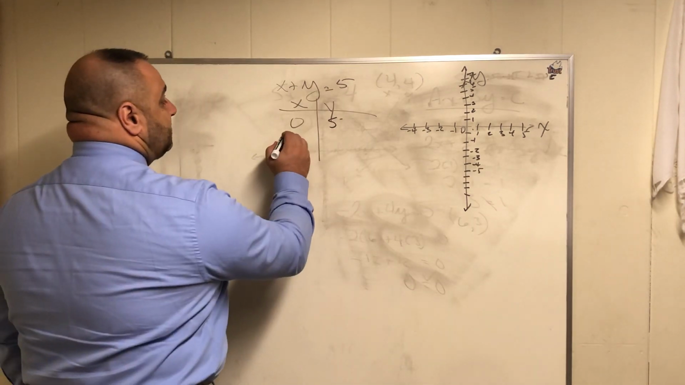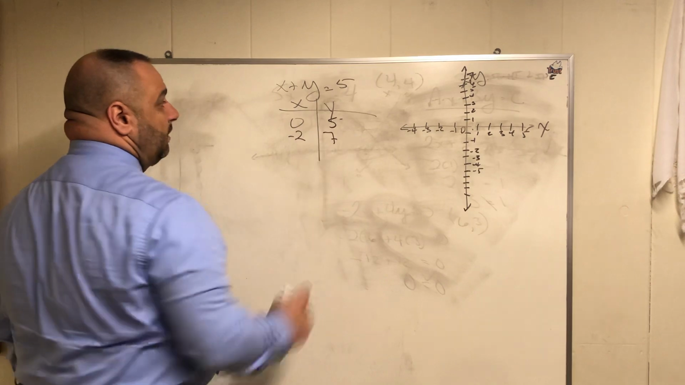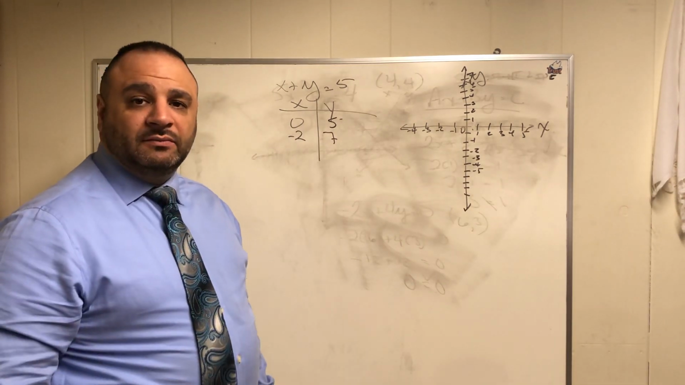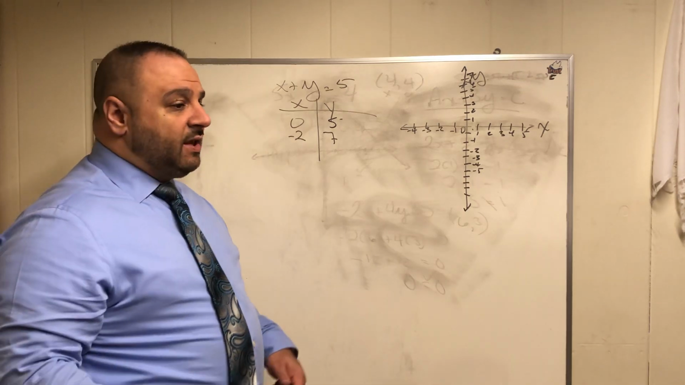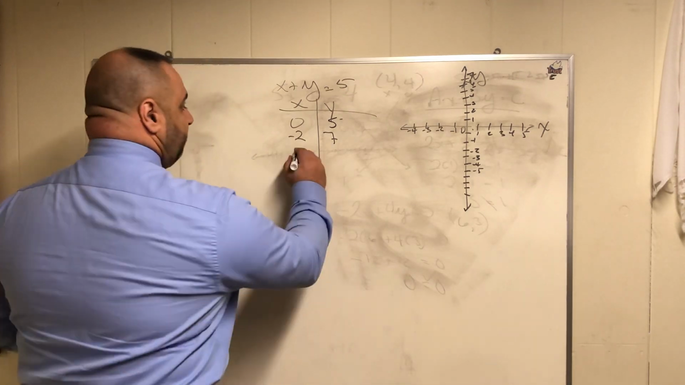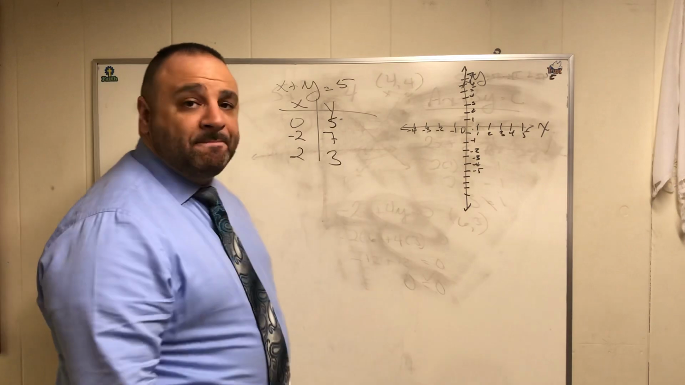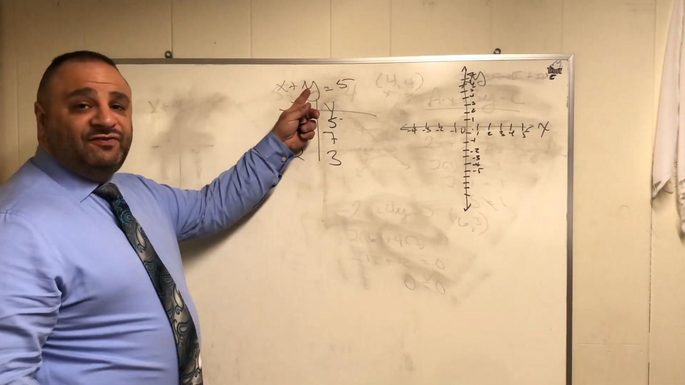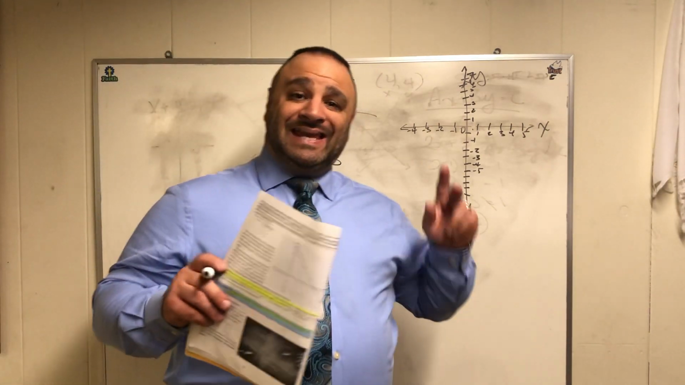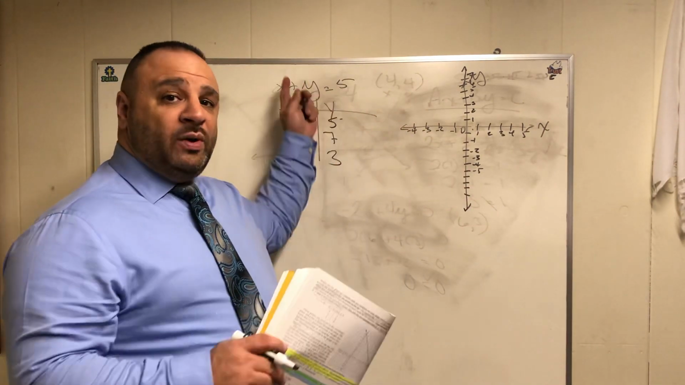How about -2 plus 7? Does that equal 5? So -2 plus 7 equals 5. And then how about 2 and 3? You could put 1 and 4. You could put 7 and -2. As long as the answer equals 5, we will have a straight line.